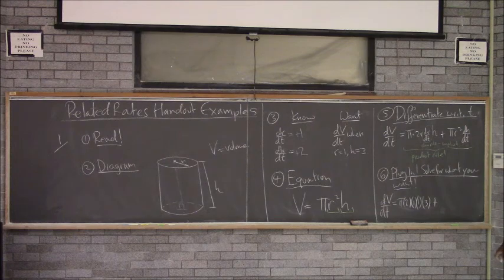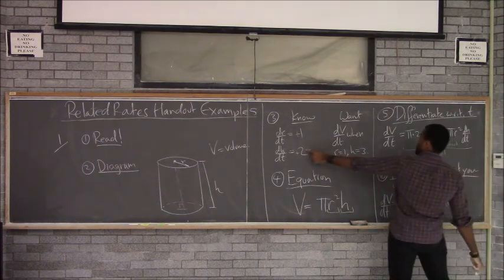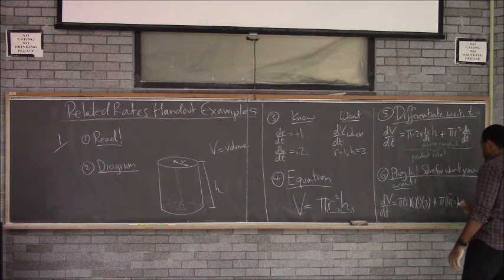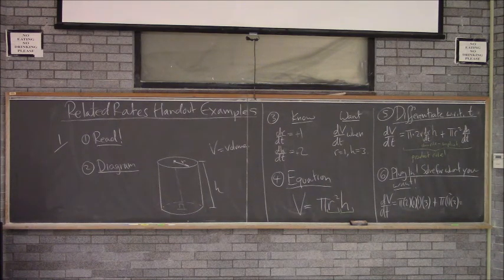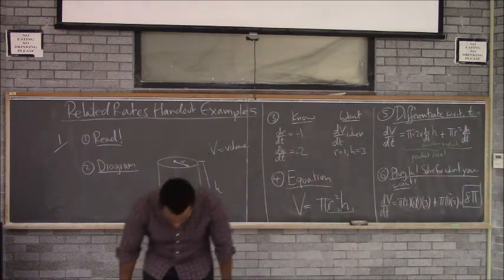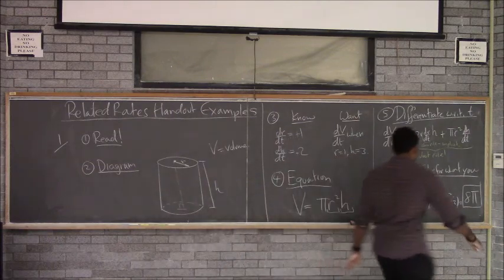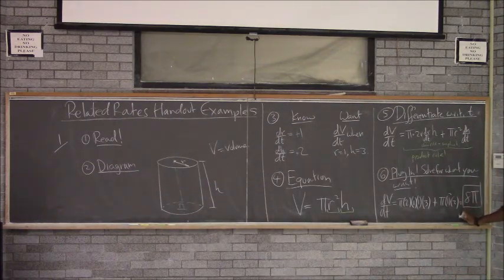Plug it in. Then plus pi times r squared, that's 1 squared, times dh dt. dh dt is 2. So that's going to be 6 pi plus 2 pi, that is 8 pi. And this would of course be, what are the units? Meters per second. But it's a volume, so this is meters cubed per second.